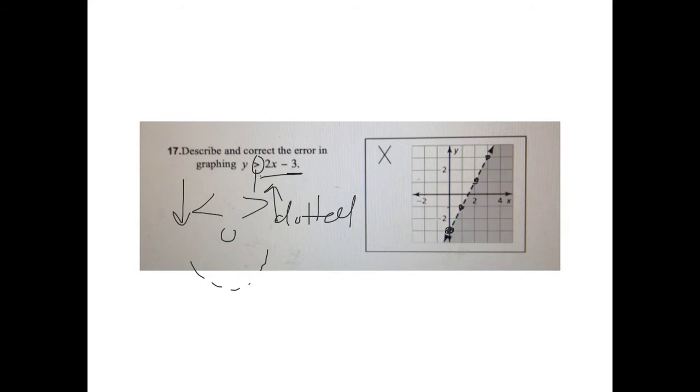when we look at it right here, this arrow right here says we're supposed to shade up. So the problem here is he was supposed to shade this side. So I've corrected the error. Described the error is the wrong side was shaded.